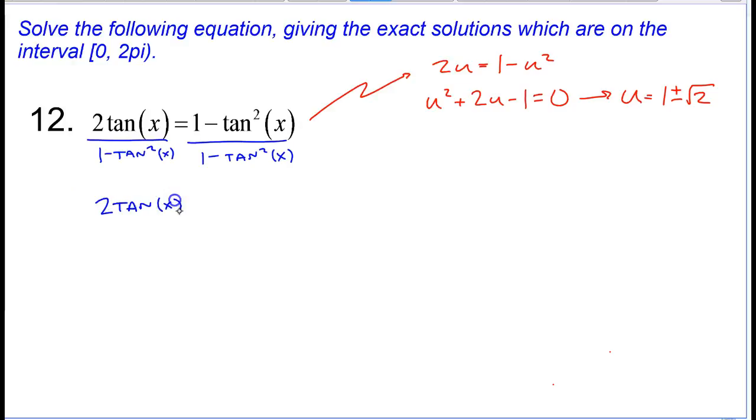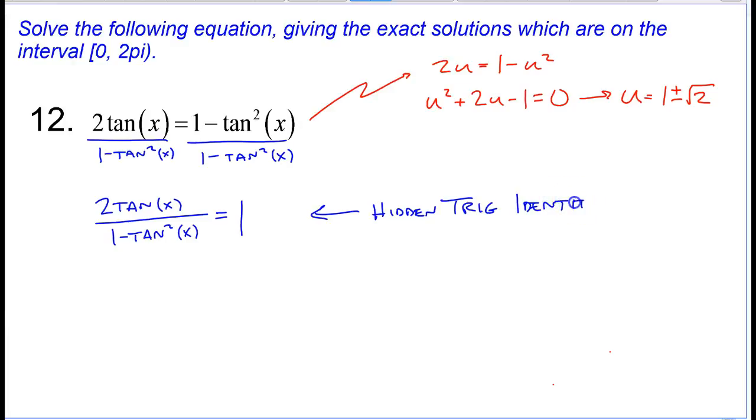We got 2 times tan of x divided by 1 minus tan squared of x equals 1. And why is this okay? This, folks, is a hidden trig identity. And I'm going to give you a second to see if you can remember which one it is. I'm going to tell you that it's not one you had to memorize.